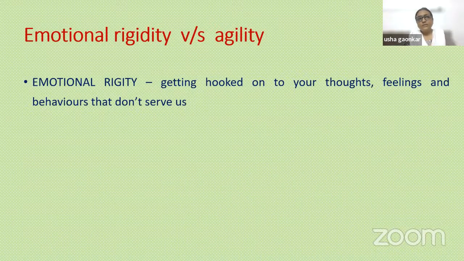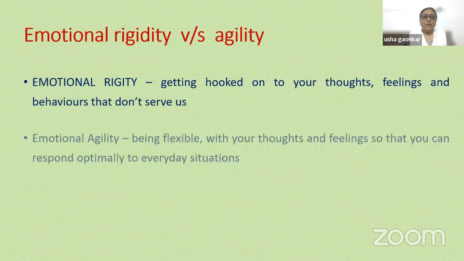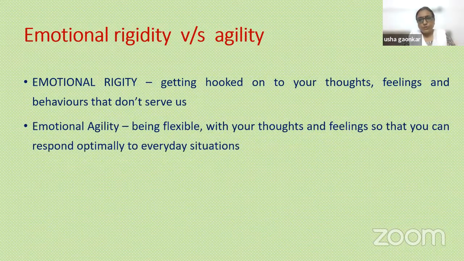Okay. So, we did this in the first session. We asked this question when we're challenging the negative thoughts: is this thought helpful to you? Similarly, getting hooked on to certain thoughts, feelings, and behaviors which don't help us is known as emotional rigidity. And what is agility? It is being flexible with your thoughts and feelings so that you can respond optimally to everyday situations. See, it says optimally, it does not say fully or 100%, that the reaction will be correct. No, it says optimal.